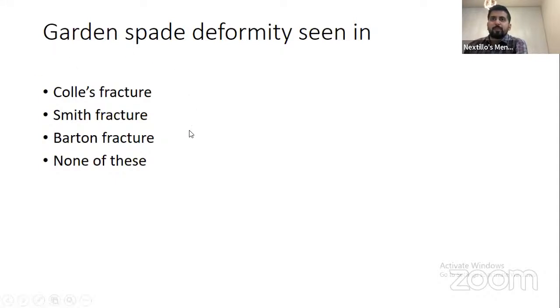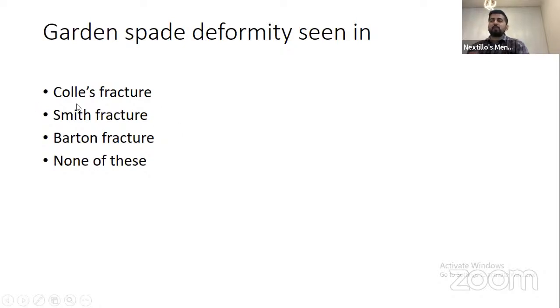So garden spade deformity is seen in. So we have talked about dinner fork deformity. Dinner fork deformity we have already talked about, which is seen in the Colles fracture. So garden spade deformity is basically the reverse of the Colles fracture deformity. In the dinner fork deformity, what we see is something like this going on, while in the garden spade deformity, what we see is something opposite of it going on, something like this. So garden spade deformity is usually seen in the opposite fracture of the Colles.